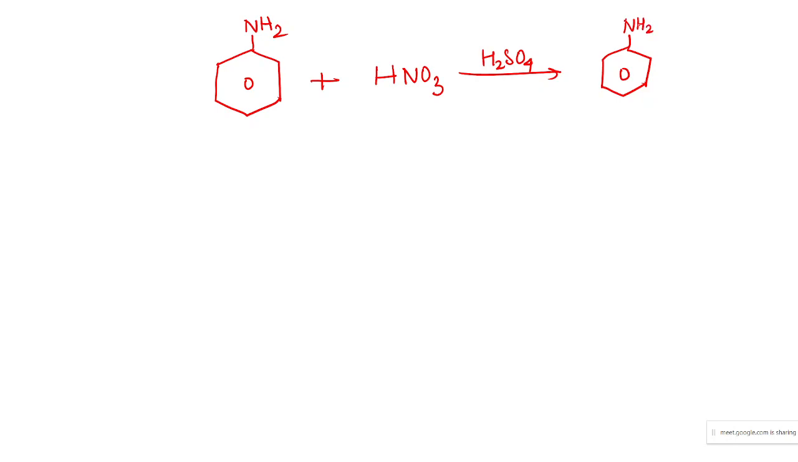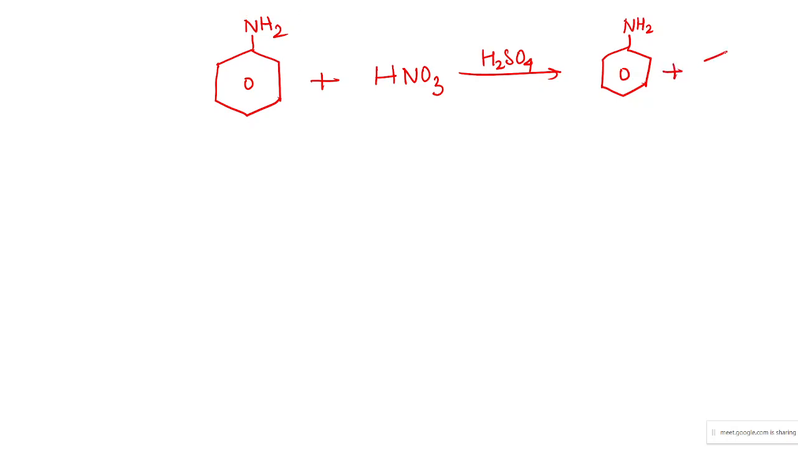This is your benzene to which your NH2 group has been attached. When we are doing the nitration, the nitrating agents are nitric acid in the presence of sulfuric acid. When these two reagents are added, what happens is that you will get two products. NH2 is normally ortho and para directing, so you should get two products.